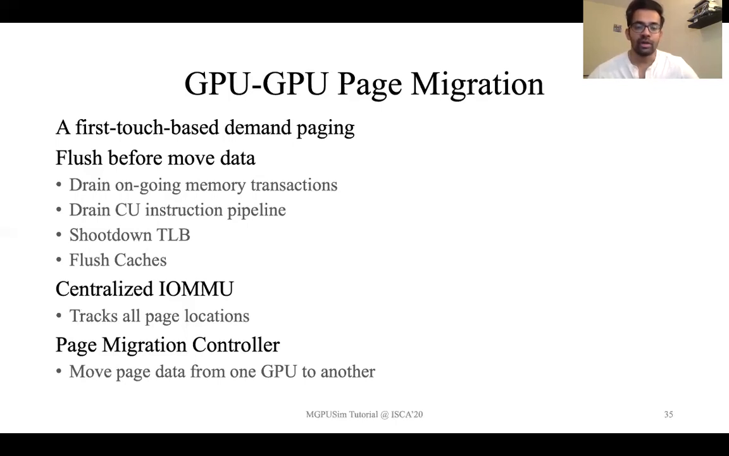For the page migration scheme, it is important to have some sort of centralized mechanism which keeps track of which page is on which GPU. This is again maintained by the IMMU. And finally, there's a page migration controller, which is responsible for orchestrating this movement of pages from one GPU to another, or from a CPU to a GPU as well.